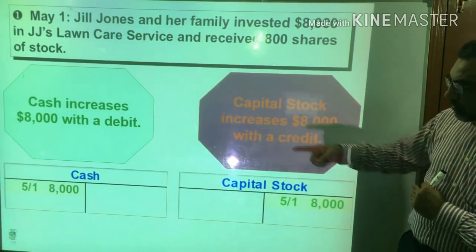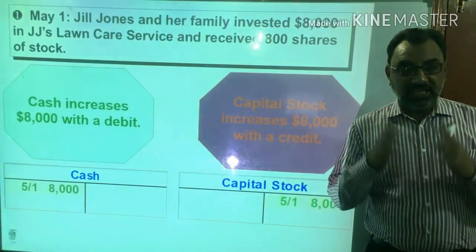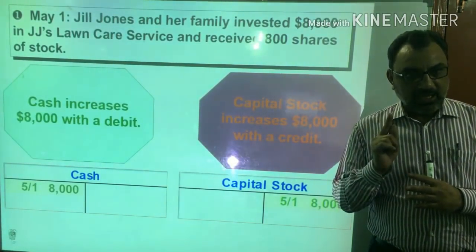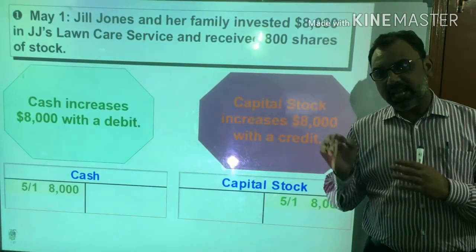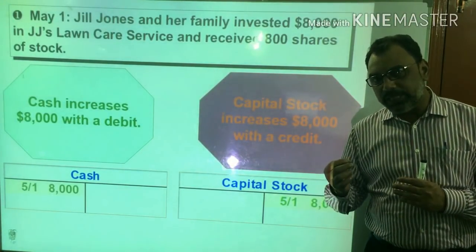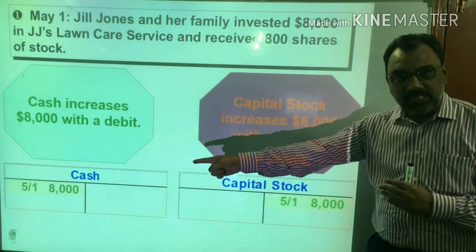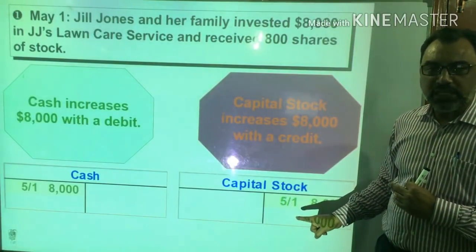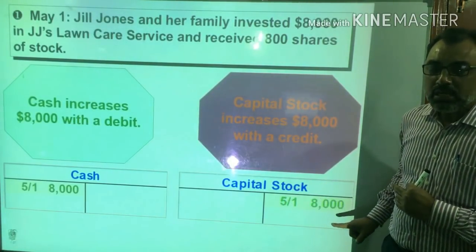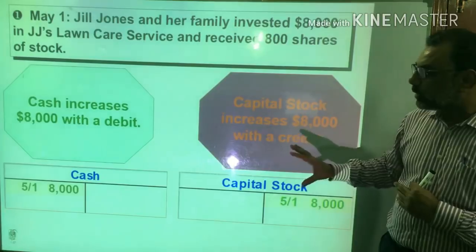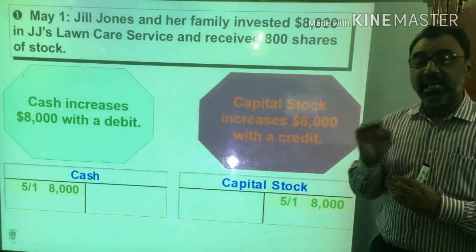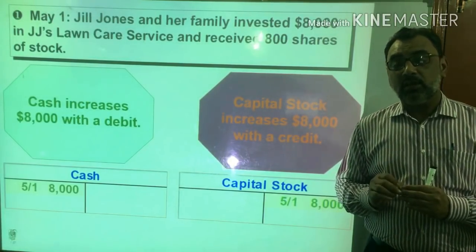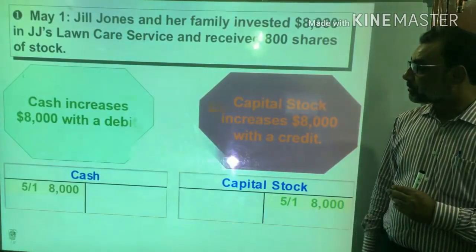with a credit. So you can see the nature of cash is asset. Because the nature of cash is an asset, when the asset is going to increase, it will be posted on the debit side. Whereas when the owner's equity is going to increase, it will be posted on the credit side. So in this way, you can directly post the entries on the T account as well.